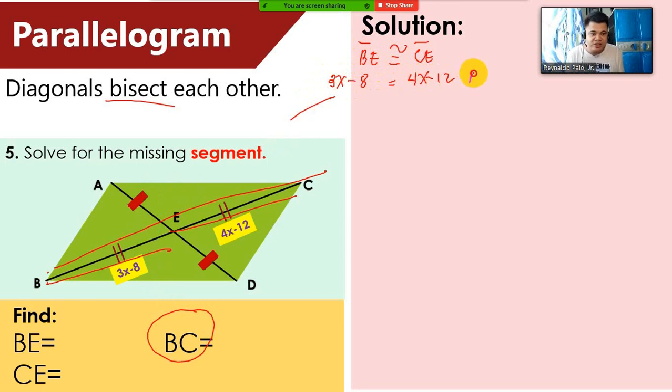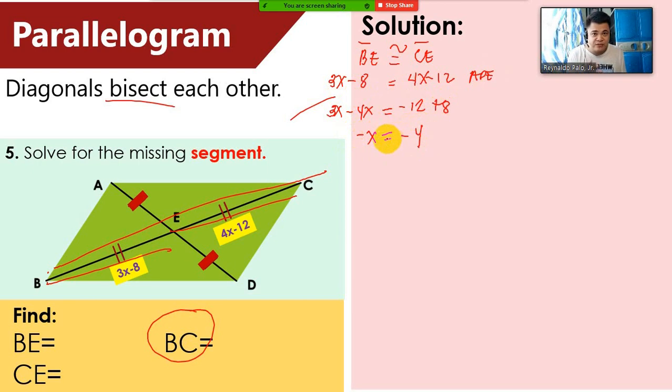Then combine the similar terms applying addition property of equality, wherein we have 3x. Opposite of 4x is negative 4x equals negative 12. Just bring it down. And then opposite of negative 8 is positive 8. Then the next thing is 3x minus 4x is negative x equals negative 12 plus 8 is negative 4.